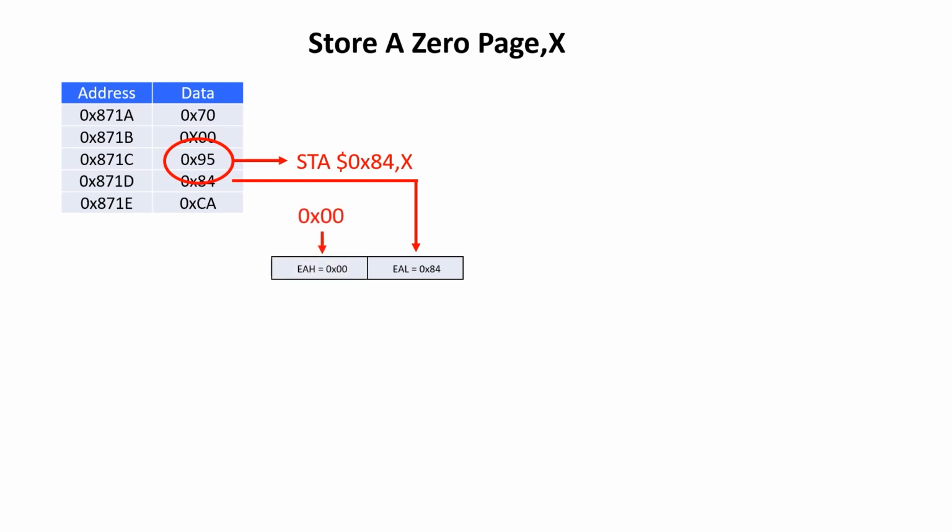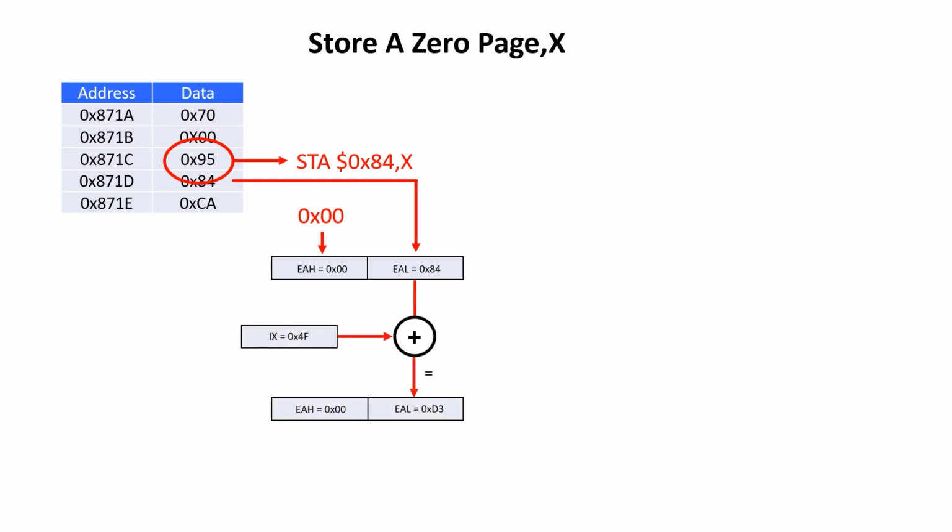Now, so far, this is basically the same as zero page addressing. Here's where the difference comes in. Rather than just use this address, we add the contents of index X, 4F in this case, to the value in EAL, and we store the result in EAL. No matter what happens with this addition, we always keep the value in EAH as being 0. Even if the result of the addition is greater than 255, we don't increment EAH, we just roll around the value of EAL.